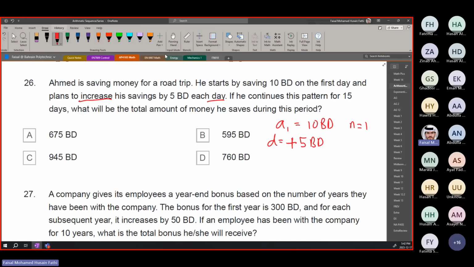So our N is the number of days. And each day it's changing, right? The first day is day 1, day 2, day 3. So N equal 1, N equal 2, N equal 3. If he continues this pattern for 15 days, so when N is equal to 15, what will be the total amount of money he saves during this period?